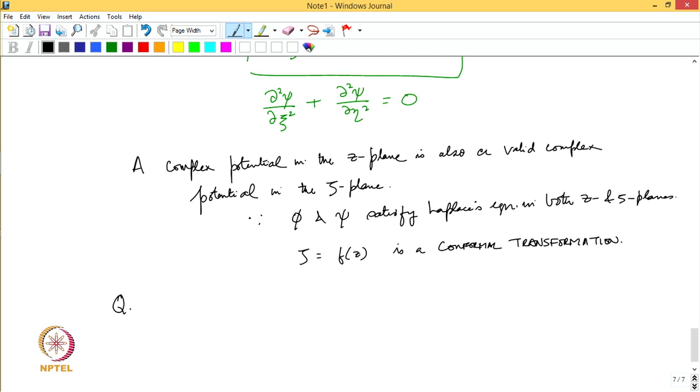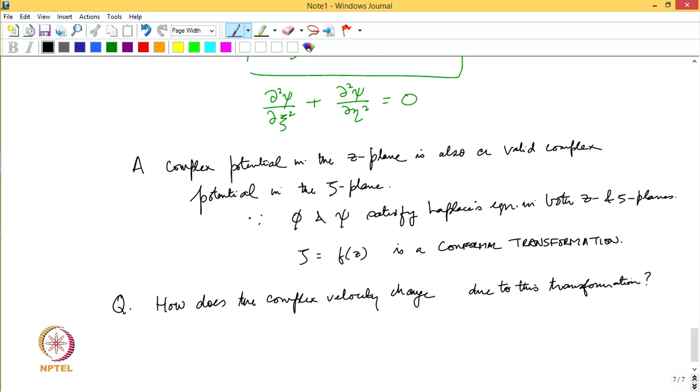one aspect of this transformation, which is how does the complex velocity transform? How does the complex velocity change due to this transformation? Okay. So, recall that we defined complex velocity w as df dz, where f is a complex potential. By chain rule, I could write this as df d zeta into d zeta dz. Now, I note that f is a valid complex potential in both z and zeta planes because that is what we have derived now. So, df d zeta could be written as maybe complex velocity in the zeta plane, okay, that is df d zeta into d zeta dz.